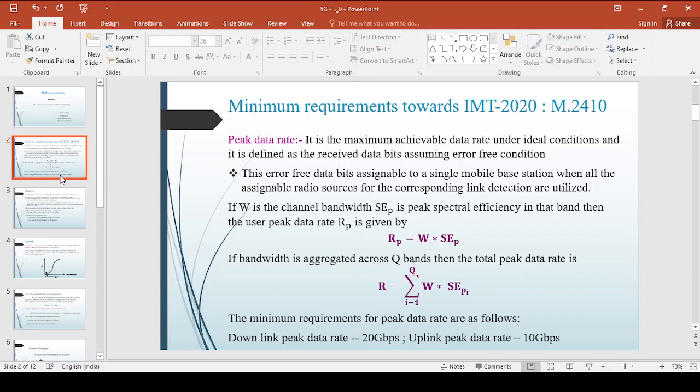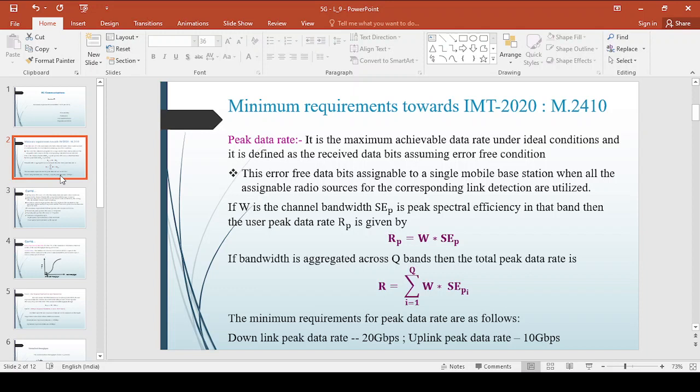Now these error free data bits are assignable to a single mobile base station only. Whatever error free data bits the receiver is receiving are assignable to a single mobile base station only, right? Now if we have W as the channel bandwidth and SE suffix P is nothing but the peak spectral efficiency in that particular band, then the peak data rate. Now how will you calculate the peak data rate? That is denoted by RP. RP equals W into SEP.